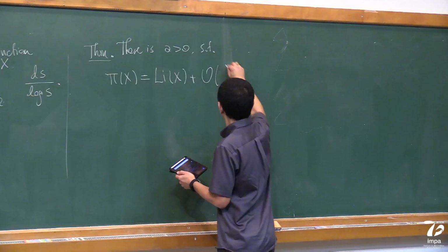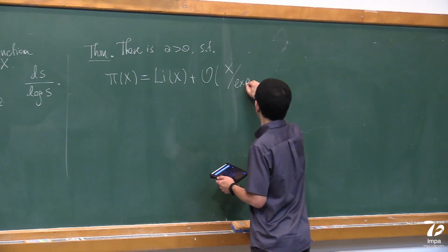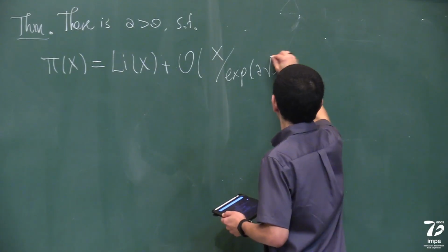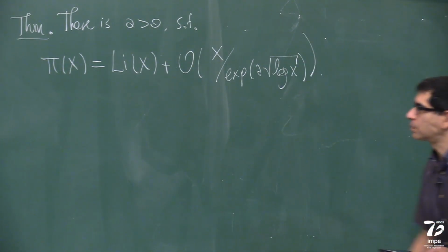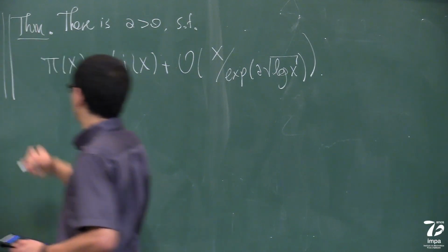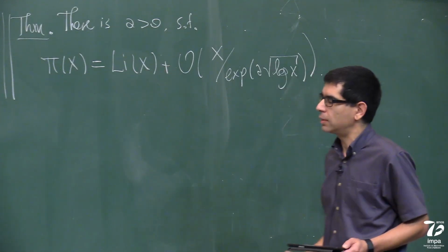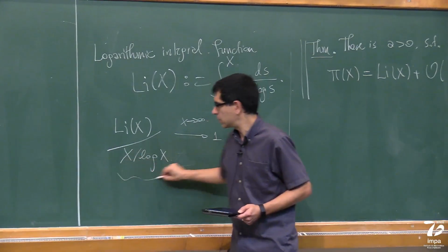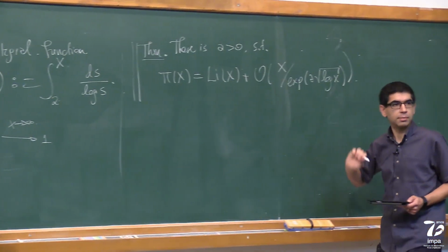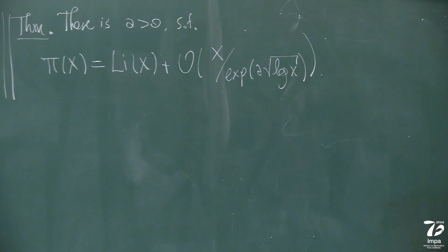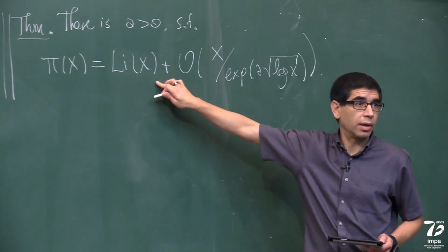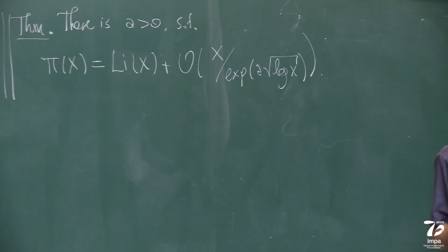So this is O of x over exponential of something. It's not that important. Perhaps what's more relevant here is the fact that the difference between the logarithmic integral and this function, x over log x, is asymptotically bigger than the error, which means that you cannot replace the logarithmic integral here by the function x over log x. So the logarithmic integral is a better approximation of the prime counting function. So that's what you want.